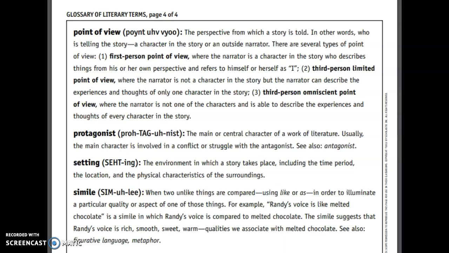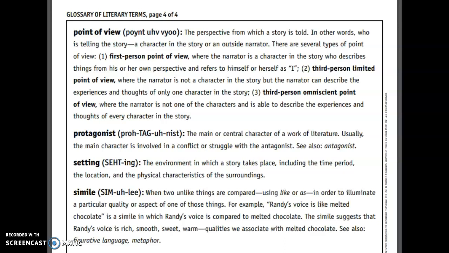Our next term is protagonist, the main or central character of a work of literature. Usually, the main character is involved in a conflict or struggle with the antagonist. Our next term is setting. The environment in which a story takes place is the setting, including the time period, the location, and the physical characteristics of the surroundings.